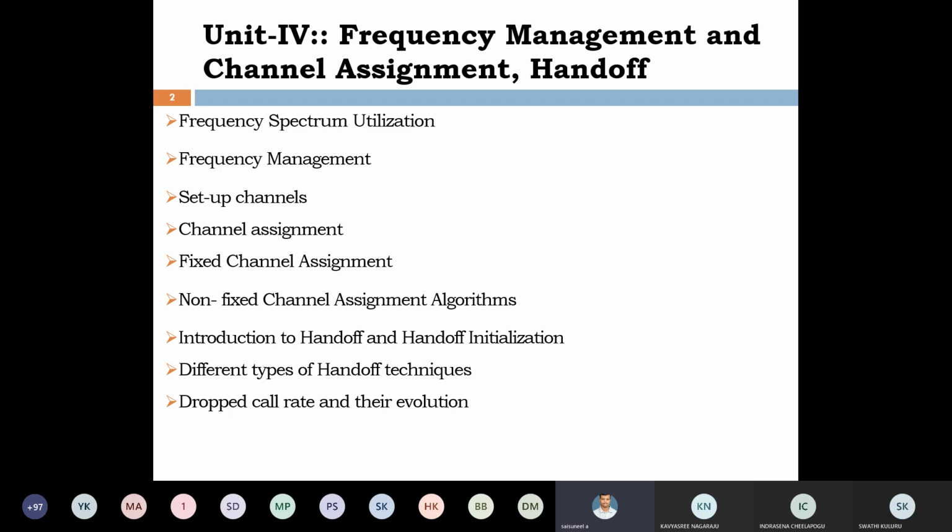The second part is handoff techniques. What is meant by handoff? We have to define handoff, the types of handoff, how handoff is initiated, and the different types of handoff techniques available. We'll also discuss what is meant by a dropped call and how to calculate the dropped call rate. That is, in this Unit 4, we discuss frequency spectrum utilization, frequency management, setup channels, channel assignment, fixed channel assignment and non-fixed channel assignment, and finally handoff techniques, dropped call rate and evolution. Today we start with the first topic, frequency spectrum utilization.